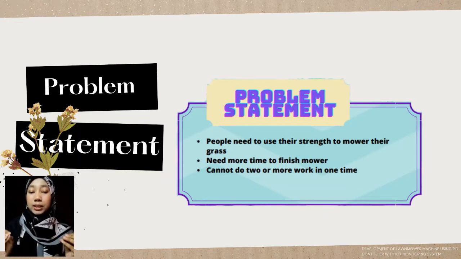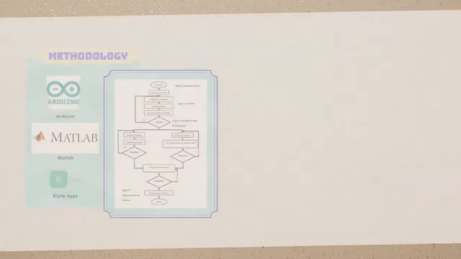As we know, when there is a heavy machine, it depends on your strength. If you are strong enough to pull that mower, it will take less time. If you are not capable of using your strength, if you are not that strong, you need a long time to finish mowing the grass. Lastly, you cannot do two or more works at one time. If we use the lawnmower, we just have to focus on the lawn. We can't do anything else.